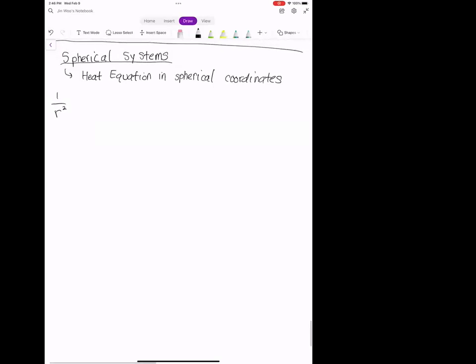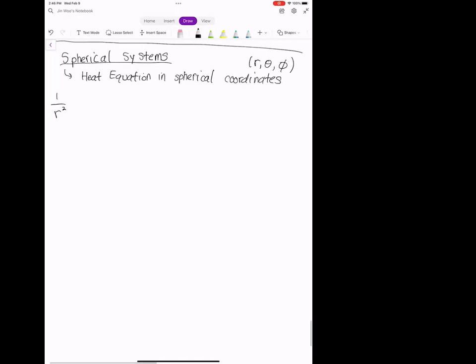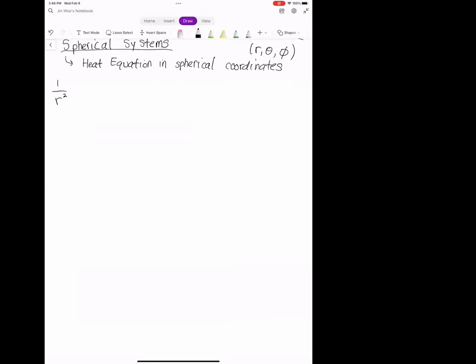I should say, in spherical coordinates, our primary variables are r, which is the radius, a polar angle, theta, and an azimuthal angle, phi. So instead of r, z, theta, we have r, theta, phi. We have two angular components instead of just one. First, we have all of these diffusion terms. Don't worry, a lot of these are going to cancel out.